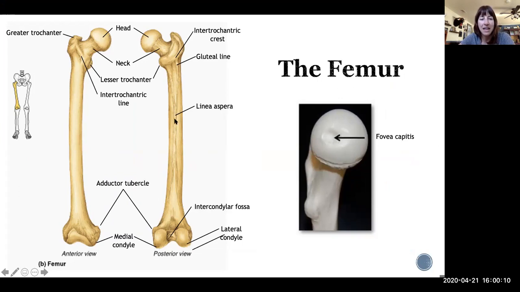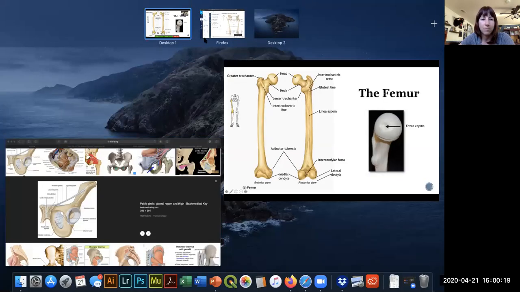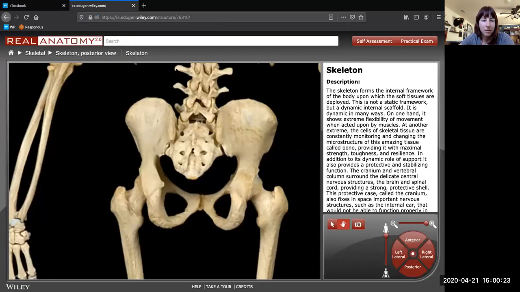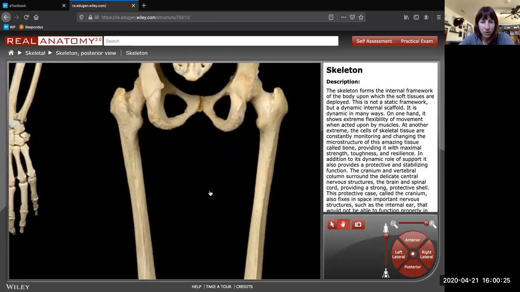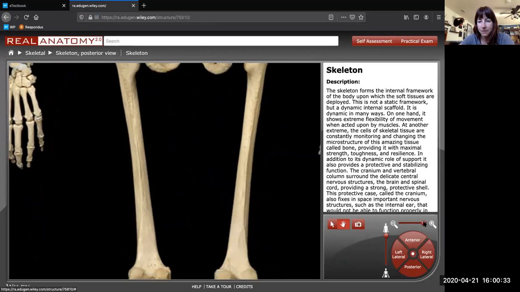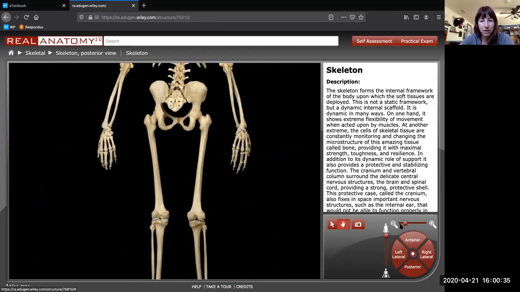On the back side of the femur, on the posterior side of the femur, you have the linea aspera. Okay, so it's a line, right? So it's a raised line, but not so prominent as a ridge. And you can actually see it really well on both of these. So again, this is a posterior view, right? You can even still see these lines from here.